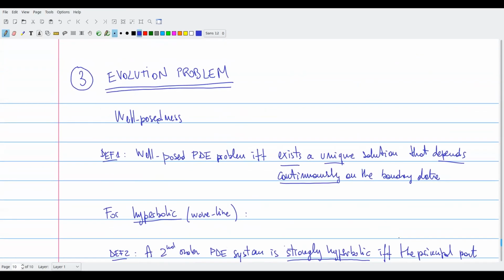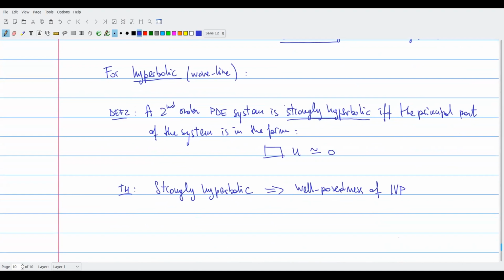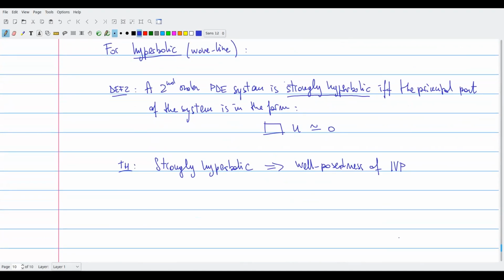So if you want to know if your Einstein system is, in the sense of the Cauchy problem, well posed, what you have to prove is strong hyperbolicity, this special property, okay? And again, this definition 2 is simplified, but essentially what you want to look for is a system that as a PDE form in principal part looks like wave equation.